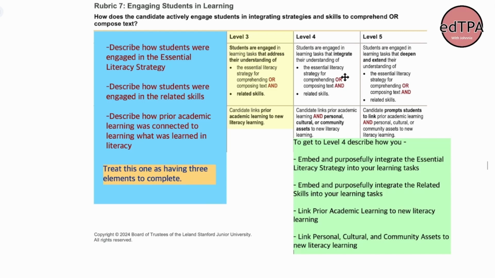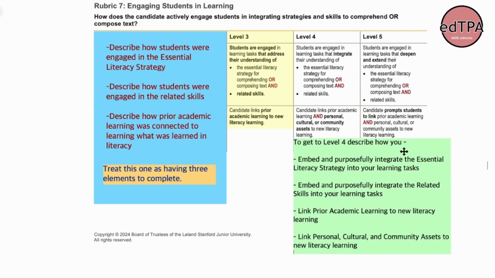For level 4, students are engaged in learning tasks that integrate their understanding of, and you see essential literacy strategy and related skills again, but this is where it gets thicker. Also the difference is this one says address the essential literacy strategy and related skills. This says integrate, so that's the level up. For the second part about prior academic learning, look what goes on with level 4. Candidate links prior academic learning and personal, cultural, or community assets to new literacy learning. So that's the addition here.